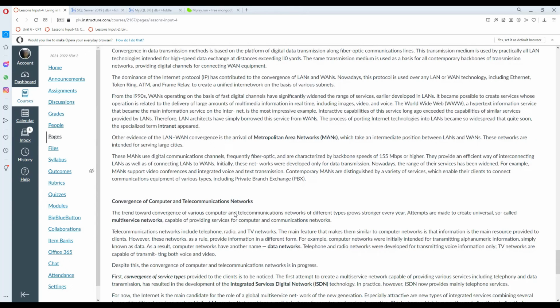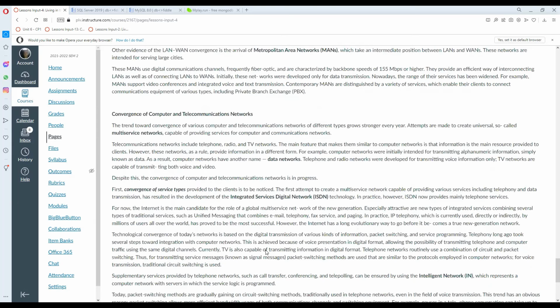Other evidence of the LAN/WAN convergence is the arrival of Metropolitan Area Networks, or MAN, which occupy an intermediate position between LAN and WAN. They are intended for serving large cities. They are characterized by backbone speeds of 155 Mbps or higher, providing an efficient way of interconnecting LANs as well as connecting LANs to WANs. They were initially developed only for data transmission. Nowadays, the range of their services has been widened.